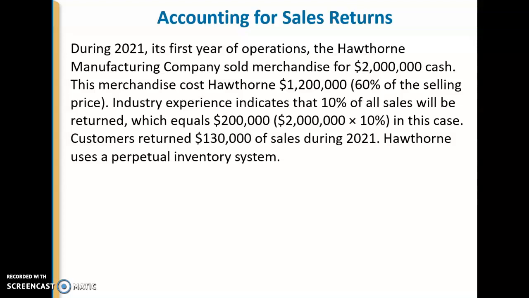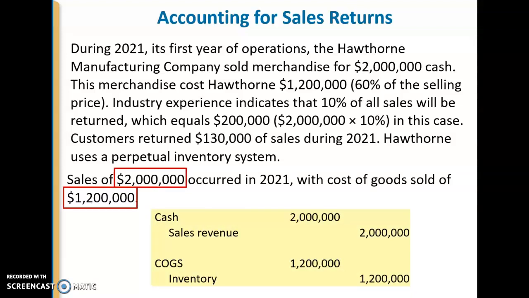During 2021, its first year of operations, Hawthorne Manufacturing Company sold merchandise for $2 million cash. This merchandise cost Hawthorne $1,200,000. In other words, the cost of goods sold is 60% of the selling price. Industry experience indicates that 10% of all sales will be returned, which equals $200,000. That's the $2 million in sales revenue times 10% in this case. Actual returns during 2021 were $130,000 of sales. Hawthorne uses the perpetual inventory system.